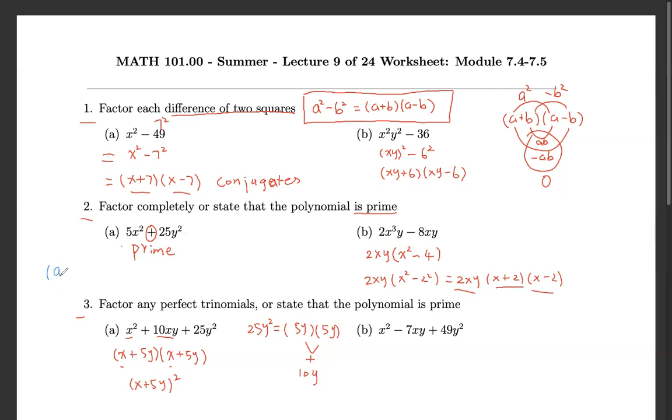So if we have (a + b) squared, that is the first one squared, plus 2 times the first one times the second one, then plus the second one squared. So let's compare this. The first one is x, so x squared. The second one is 5y. So 2 times x times 5y, that's 10xy. Then the second one squared, (5y) squared, which is 25y squared.